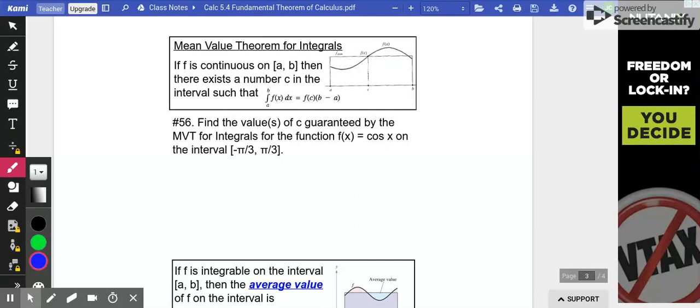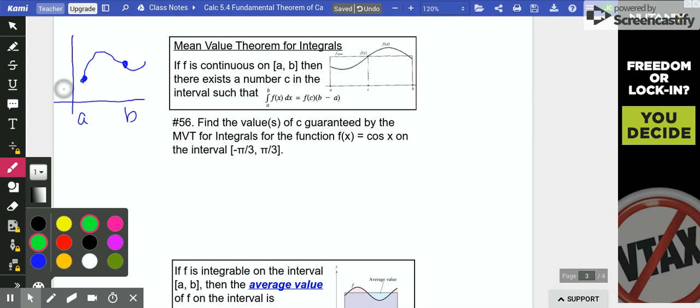Today we're going to talk about something called the mean value theorem for integrals. We had a mean value theorem before, and what that said is if we have a continuous function, that was important, and if we have these points, we'll call this A and B.